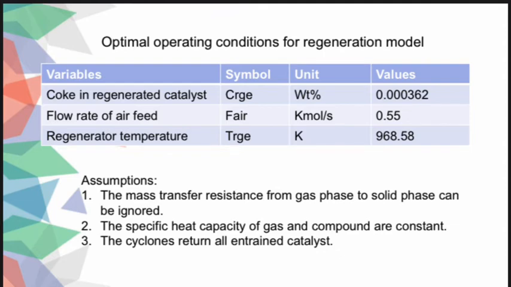Before we have all of these values, we have the assumptions of: firstly, the mass transfer resistance from gas phase to solid phase can be ignored. Secondly, the specific heat capacity of gas and compound are constant. And finally, the cyclones at the regenerator return all the entrained catalysts.